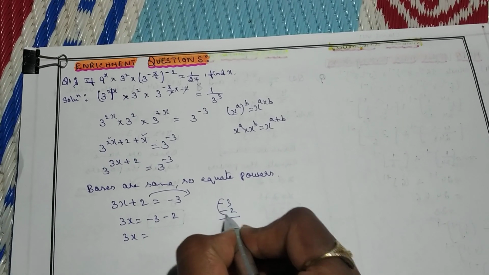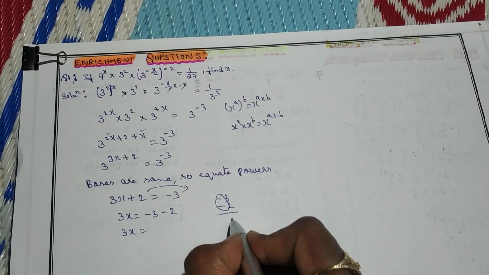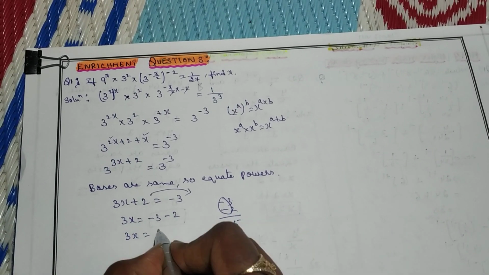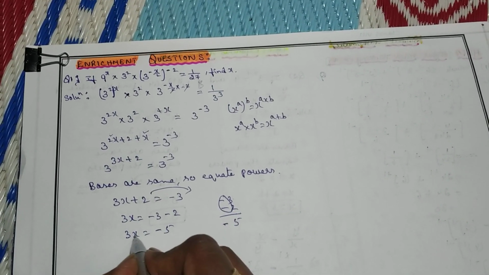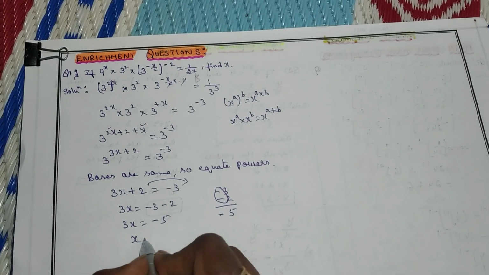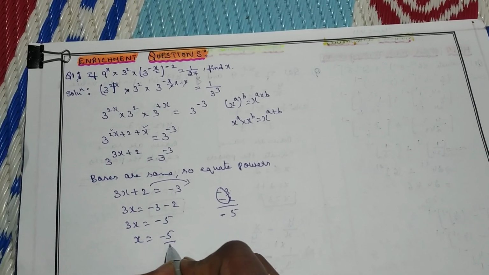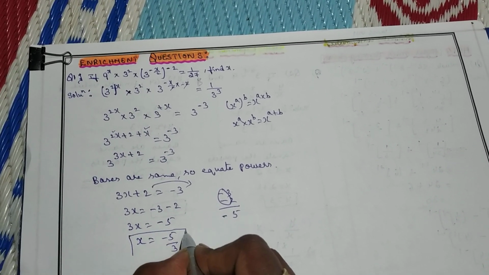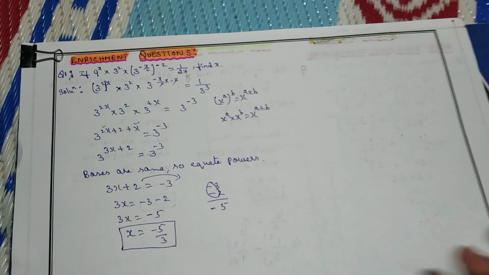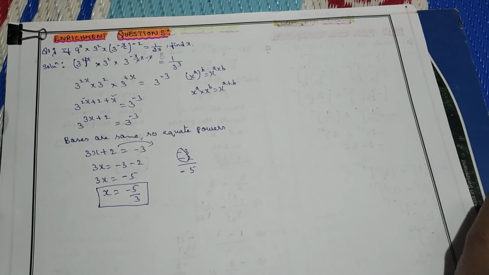So like signs, add the numbers: 5, and keep the sign as it is, so minus 5. And 3 and x are under multiplication, so it changes to division. So the value of x is minus 5 by 3, children. This is also a very important question.